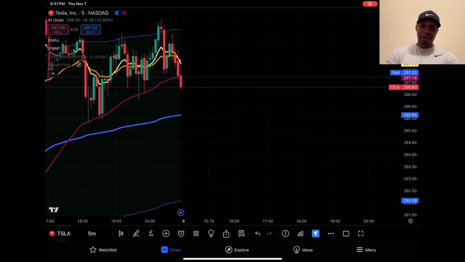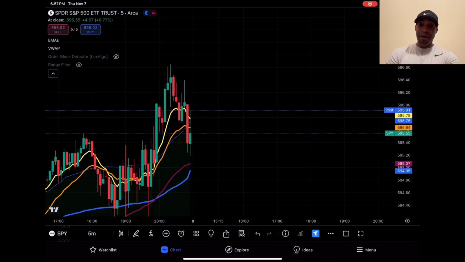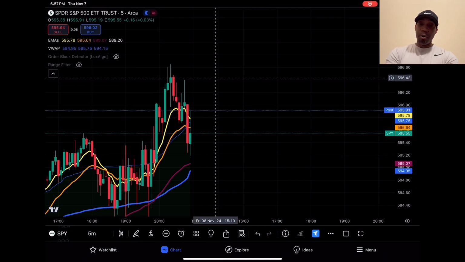Last but not least, we're going to throw SPY on the board. SPY is sitting at 595.90. We walked this one down today too. We didn't really have to do much. I gave you a break when to get into SPY and ride that thing up. It slow grinded the whole entire day. They're sitting at 595.90.